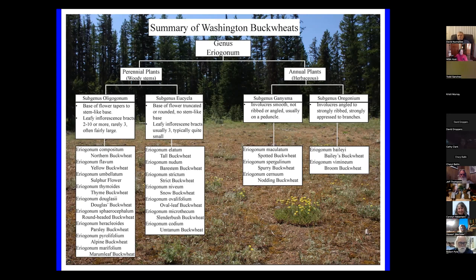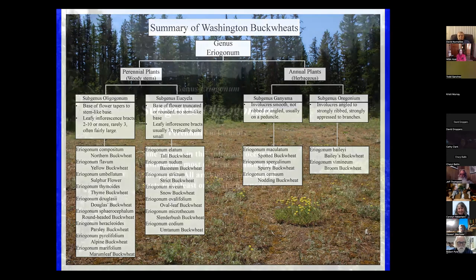And the other 2 groups are annual buckwheats. These are buckwheats which have to grow up from seeds each year, and their populations tend to be sketchy. They tend to move around from time to time, sometimes harder to find. But we'll talk about all these as we go through this.